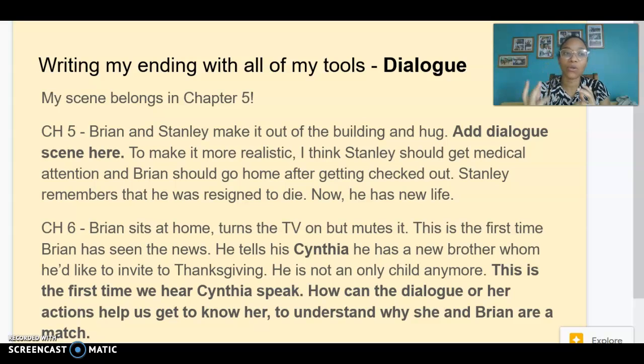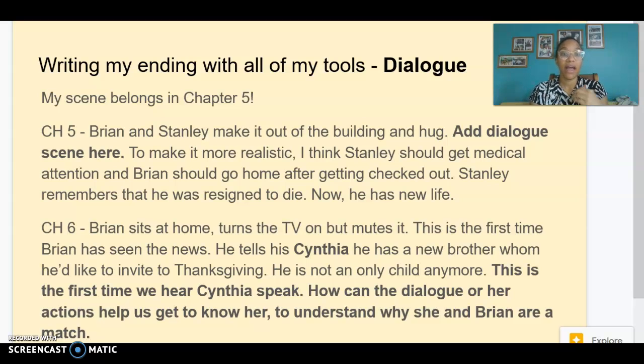I want to think about how dialogue is going to work in chapter 6. In chapter 6 is the first time we actually meet Cynthia. We've seen her in a flashback when Brian was thinking about his wedding, but this is the first time we actually hear her and could potentially hear her speak.